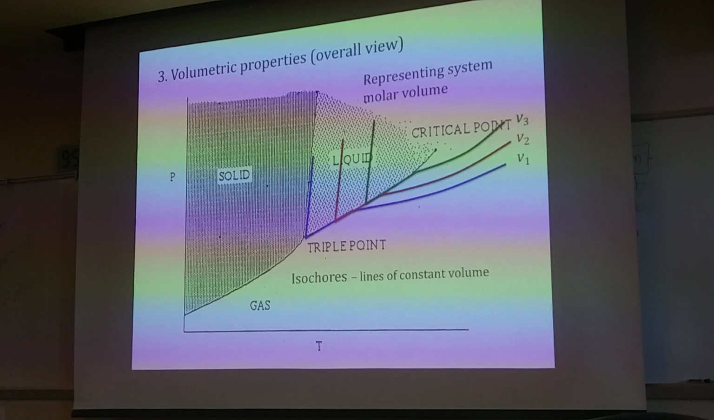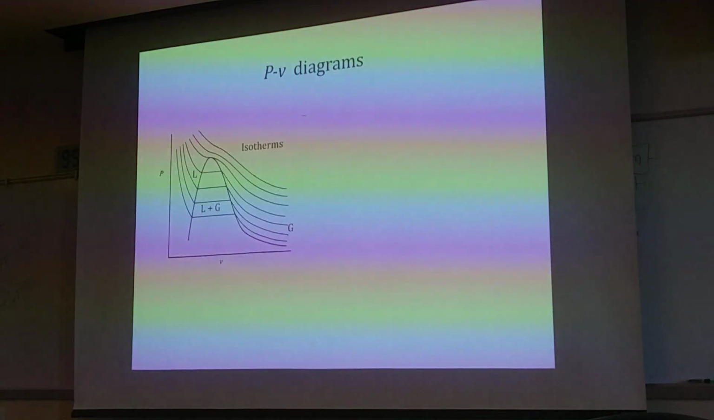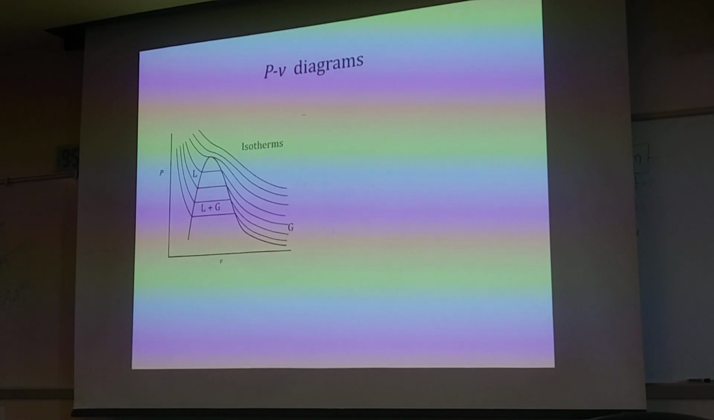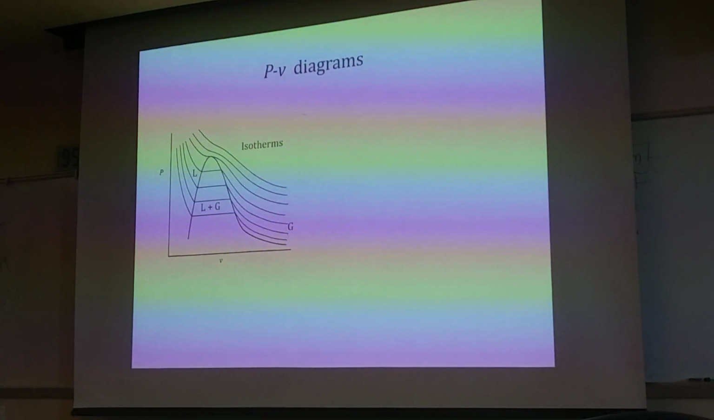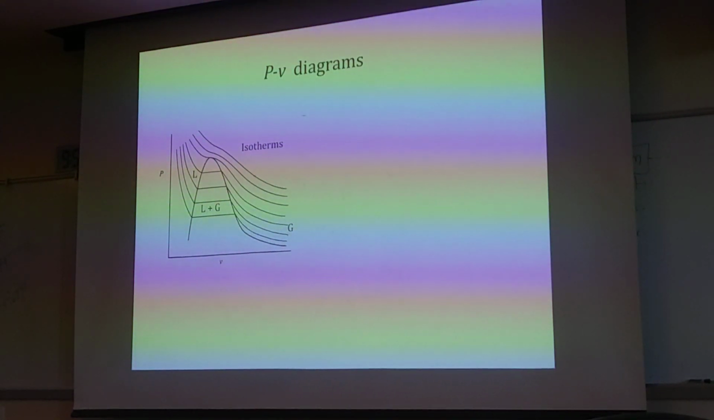It turns out that while we can do that, it's a rather awkward way to do it. So a better way to handle it, if we're interested in the volumetric behavior, is, instead of having pressure temperature phase diagrams, let's go over to pressure volume phase diagrams. So in this case, I've got pressure plotted against molar volume here, and then I have a family of curves which are each at constant temperature, or isotherms.